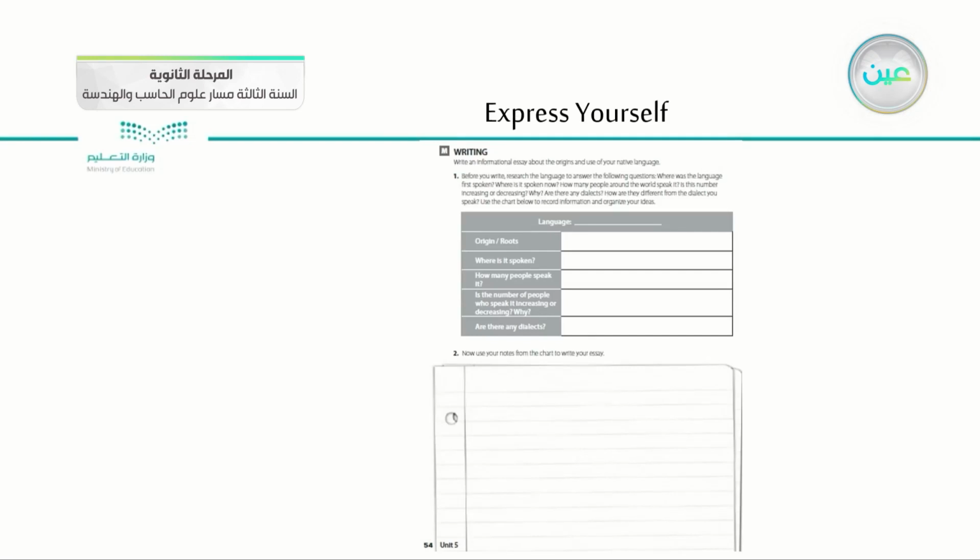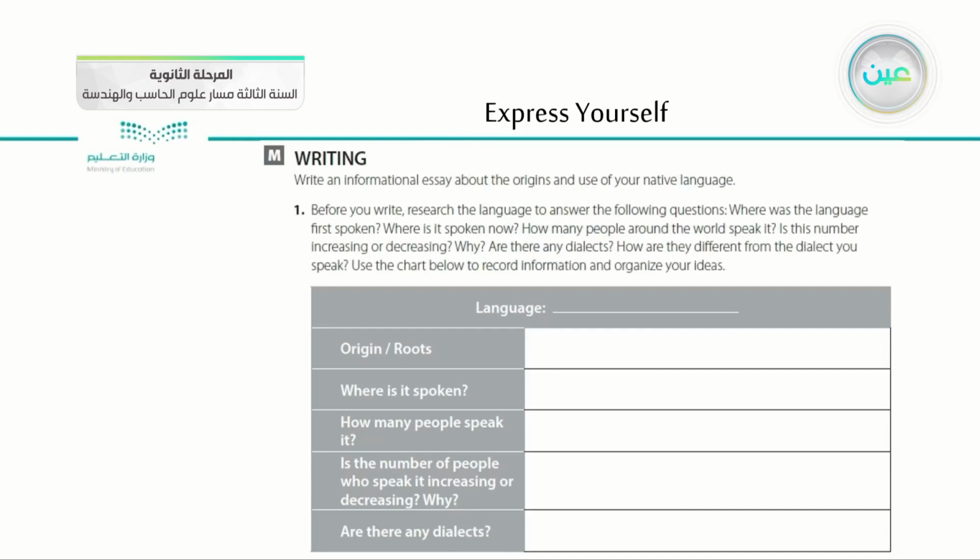Now let's go to the workbook. In the workbook on page 54, we have an exercise M. On exercise M, we have an additional exercise that you can practice what you have learned more. We have another task for you on this page. Write an informational essay about the origins and use of your native language.